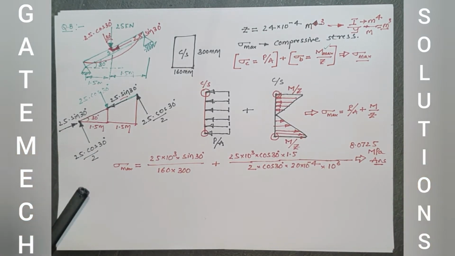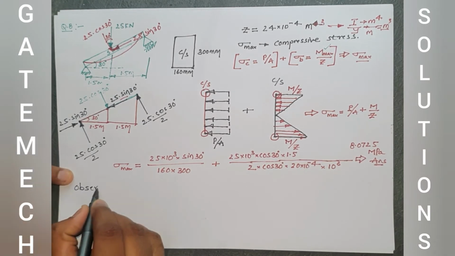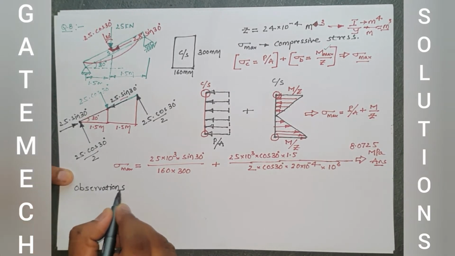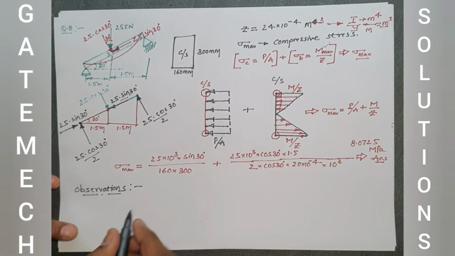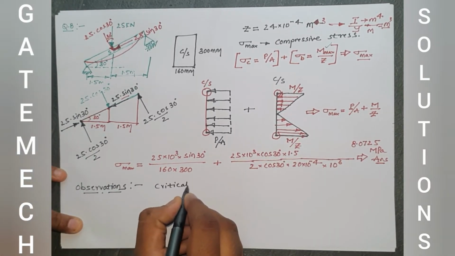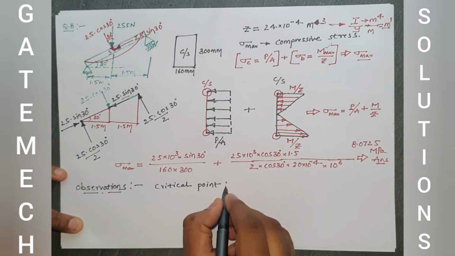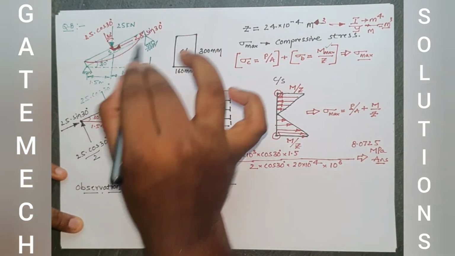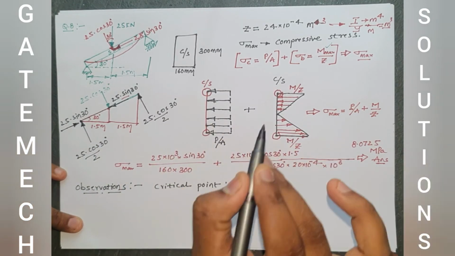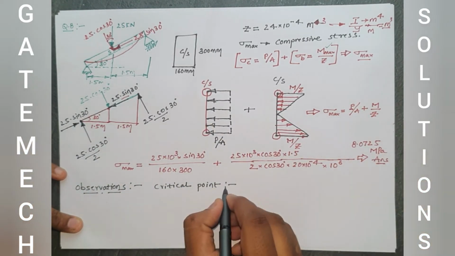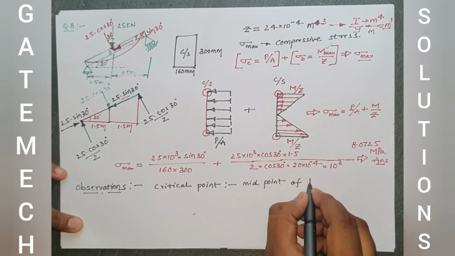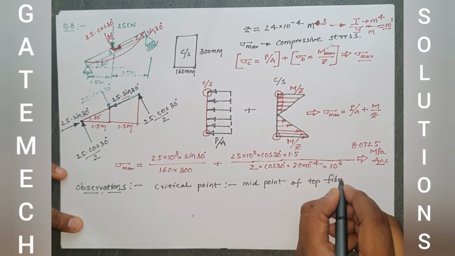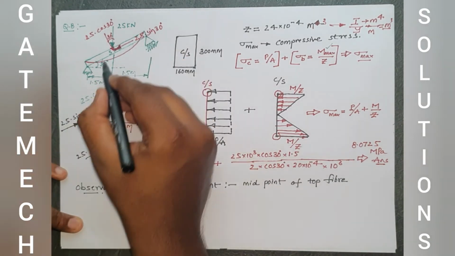Now there are some observations I can take. Observations are, we can define a critical point here. A critical point is a point inside the member where the maximum stress is developed. So here the critical point I observed as the midpoint of the top fiber. This is the top fiber. So this is the midpoint.